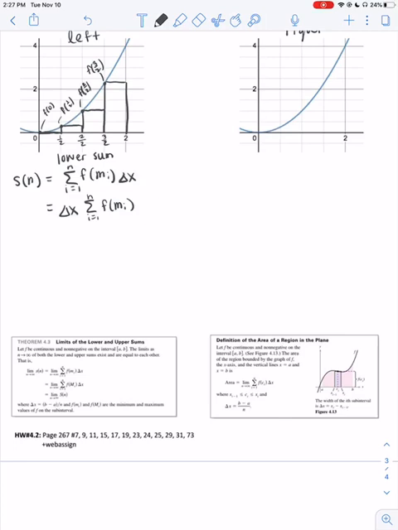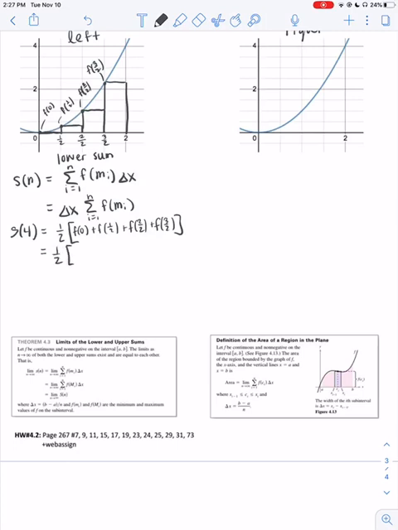In this case, n is 4. So we're going to have s of 4 equals delta x, which we found earlier was 1/2, that's the size of the interval. And then for the sum, I'm just going to write it out already. It's going to be f of each of our minimum points, right? So f of 0, f of 1/2, f of 2 over 2, f of 3 over 2. And then find each of those.